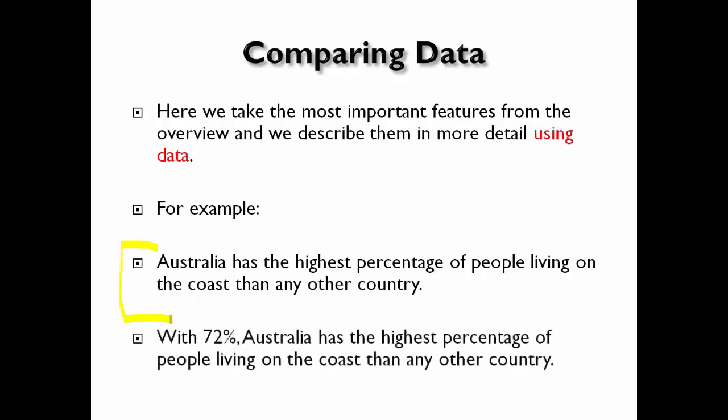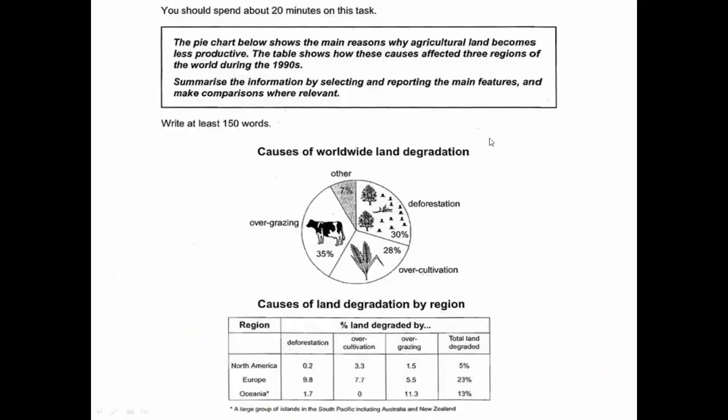With 72%, Australia has the highest percentage of people living on the coast than any other country. So you'll see the difference is just with 72%. Because we've supported the idea with data, that is a good sentence for our details paragraph. Alright, let's look at two different questions that show us how to compare data. So first we're going to look at this pie chart, and in the overview we said there were three main reasons, and overgrazing was the biggest reason. So we need to add detail to that.